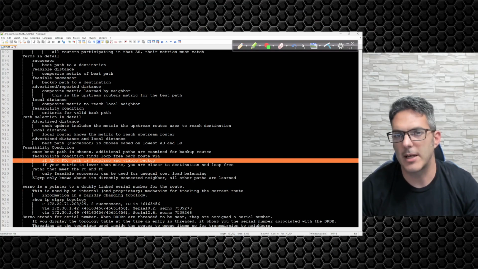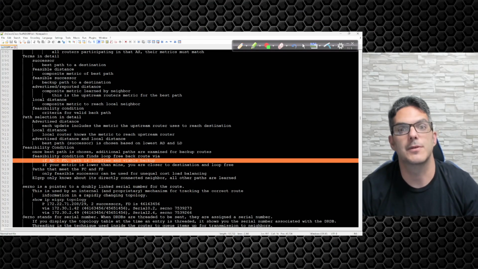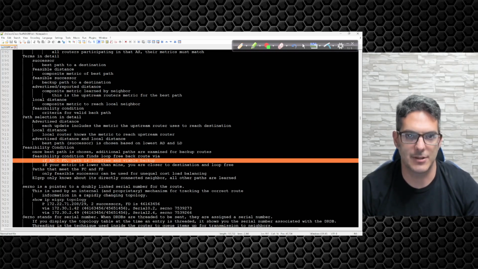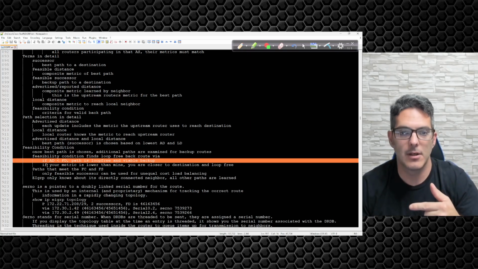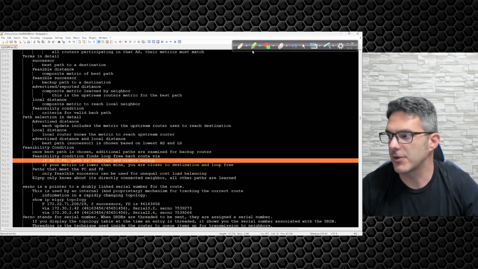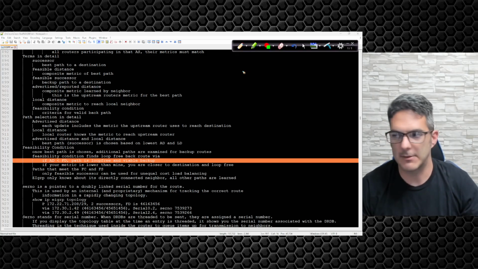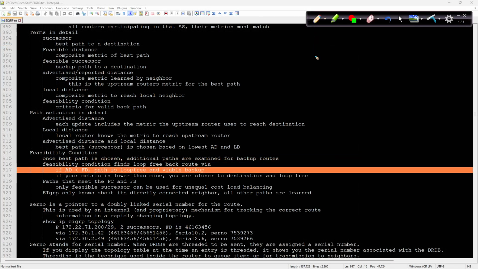If your neighbor's advertised distance is lower than your feasible distance, your end-to-end distance, then it's a valid backup path. So let's whiteboard this out real quick, just so we have a visual that makes sense. Grab my pen tool out real quick.